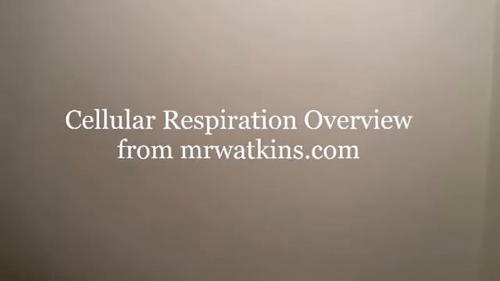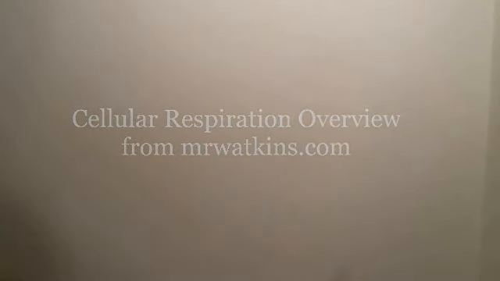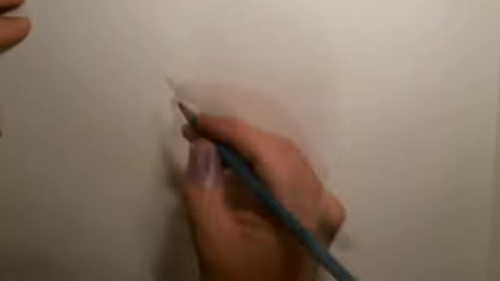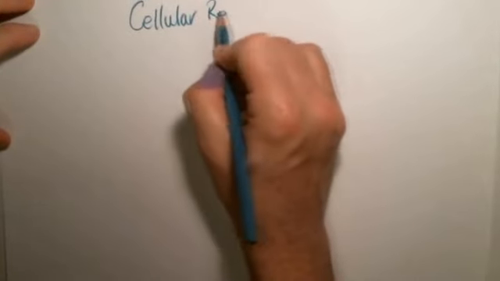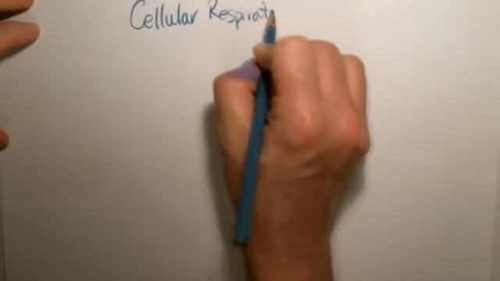Today's video lecture is going to be on cellular respiration. This will be kind of an overview but a little more detailed than a basic overview. So cellular respiration is the process by which sugar, and particularly glucose, is broken down in the cell into smaller units.